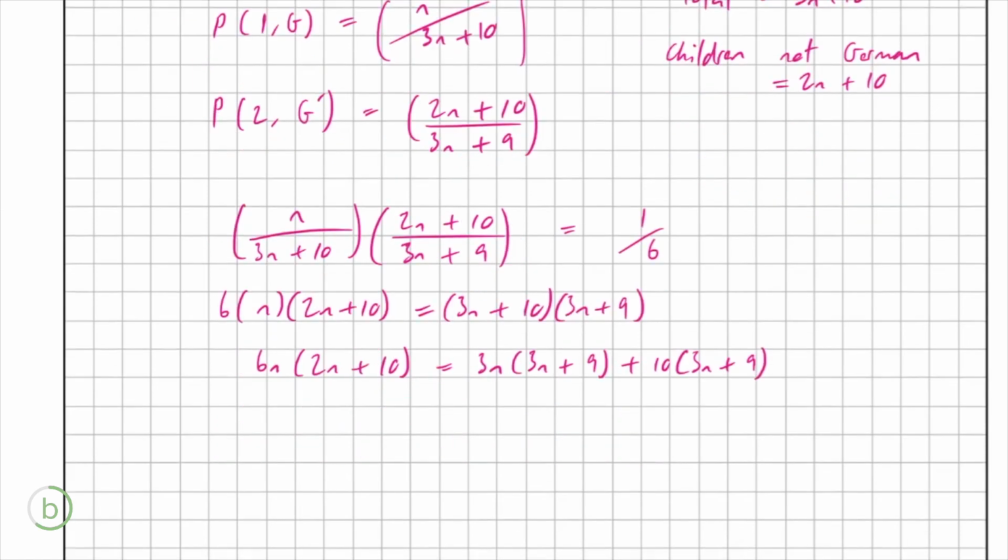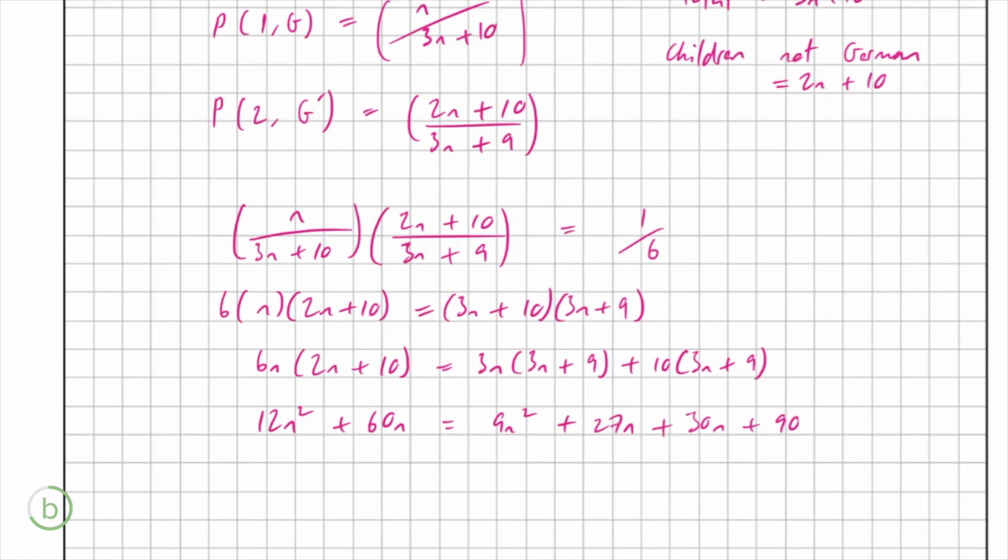The next thing is just going to be to begin multiplying in our brackets. So we have 3n times 3n plus 9 plus 10 times 3n plus 9. And this side over here has remained pretty much the same. And when we finally expand everything out, what we've got is 12n squared plus 60n is equal to 9n squared plus 27n plus 30n plus 90.